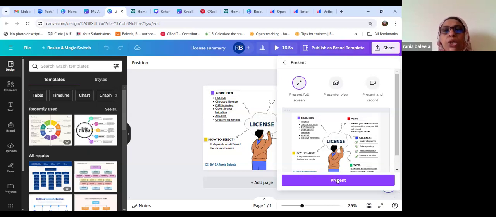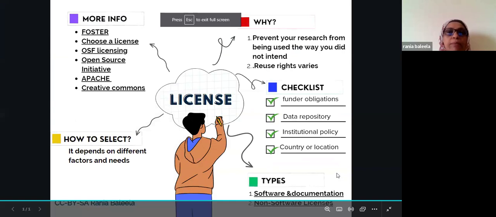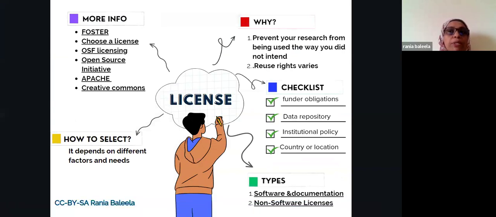Okay, so we need to license because you need to prevent others from using or misusing your intellectual output, or using it another way than you have intended. In addition to this, the reuse rights vary geographically from one location to another. So you need to set your conditions to use or reuse our intellectual output, and that will reserve your rights.